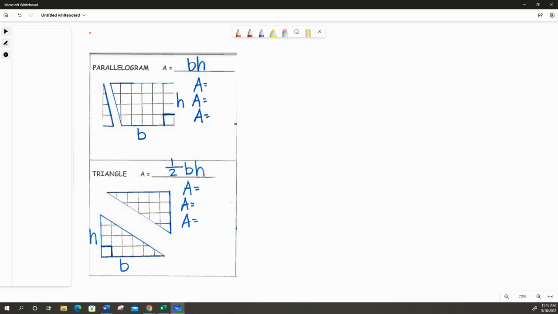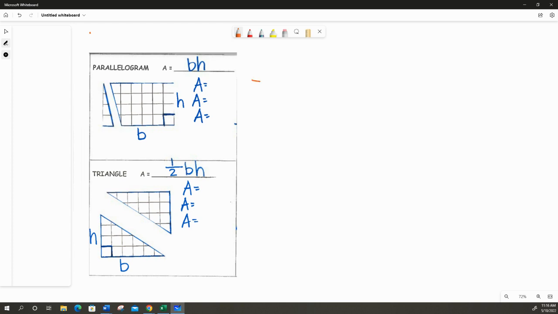All right, ladies and gentlemen, in this video, I'm going to go over how to find the area of a parallelogram as well as a triangle. So with the area of a parallelogram, we have a formula of base times height. Now, I kind of dissected a parallelogram because I wanted you guys to be able to see how that works, and why the formula is the way it is.